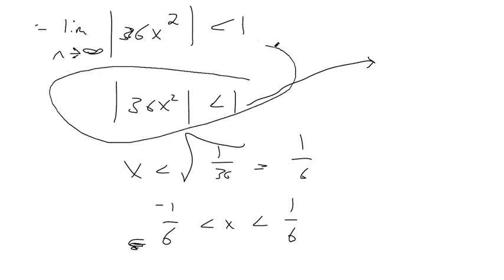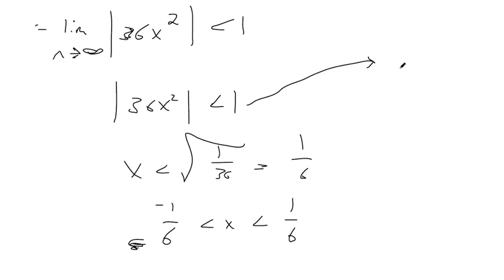Square root of both sides right here gives us 6x less than 1. And this is still an absolute value. So to resolve the absolute value, you have to solve it twice. The absolute value can be between negative 1 and positive 1. So divide 6 from both sides.